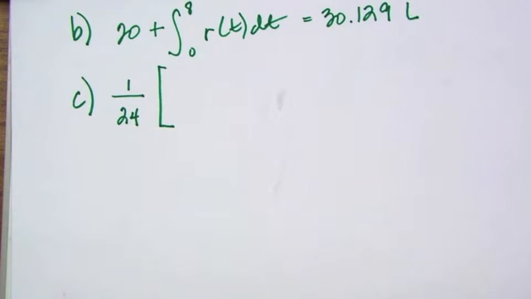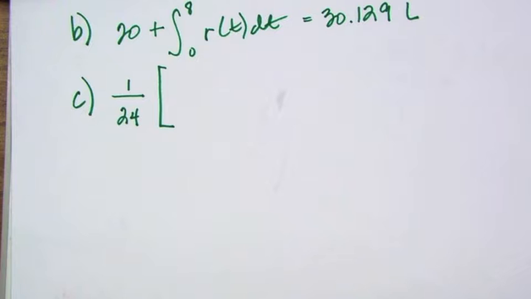Because there's more to it, right? In part B, we only considered what was happening up until time 8. So now I have to consider what's happening from 8 to 24. Does the 20 factor into this? No, because this is asking me for accumulation. The 20 is what I started with. It doesn't come into play here.